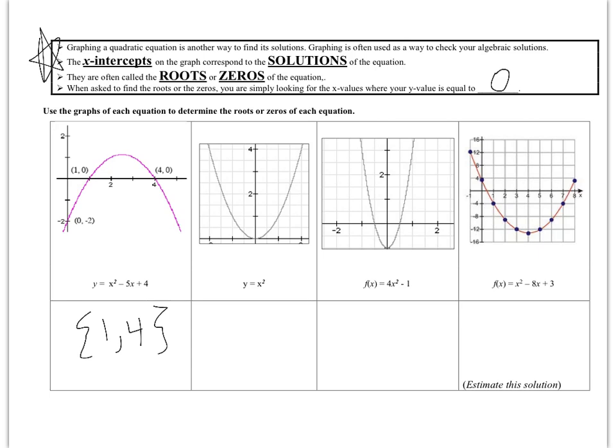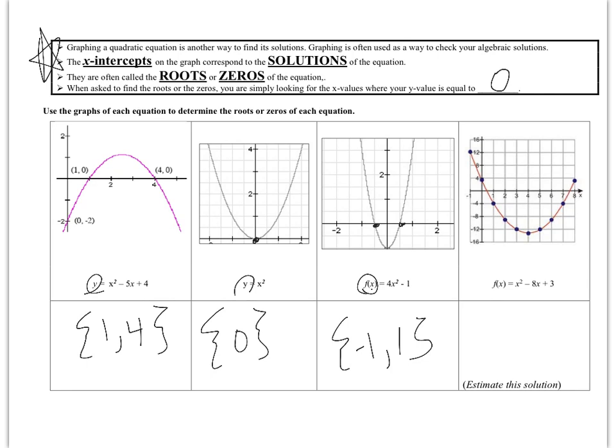This one, y equals x squared, well, the only x-intercept is right here at 0, 0. So the solution is 0. The root is 0. The zero is 0, and the x-intercept is 0, 0. This next one, if I ask you for the roots here, I'm looking for the x-intercepts. This and this. Those points are -1 and +1. These are your solutions if I replace the f of x, or the y, with 0. Solutions, roots, x-intercepts, zeros, they all mean the same darn thing whenever we're talking about quadratic equations.